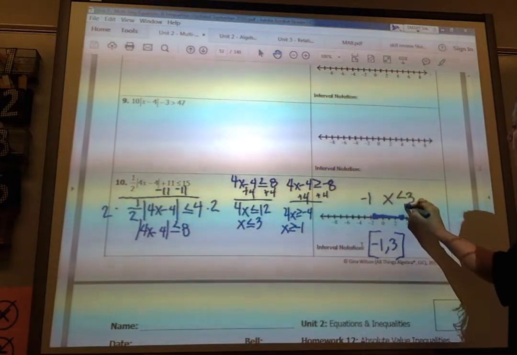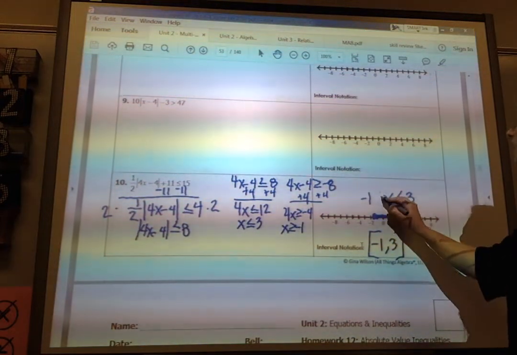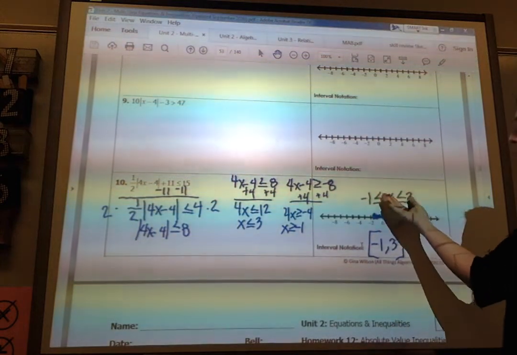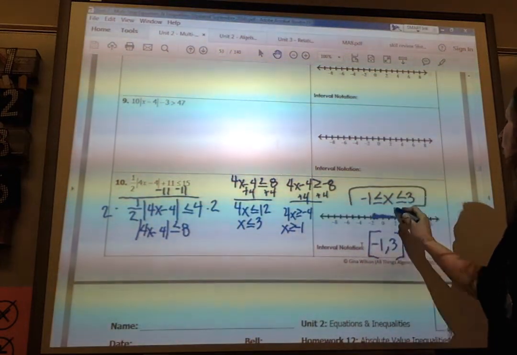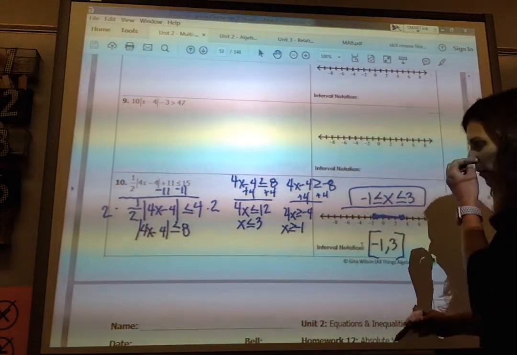So x is less than or equal to 3. And then that arrow is going to be the same because if I read it backwards, it says x is greater than or equal to -1. So there's my written statement, my graph, and my interval notation.